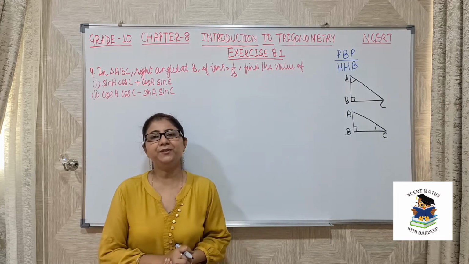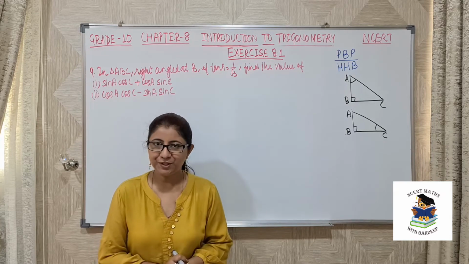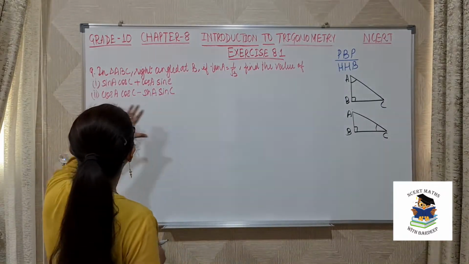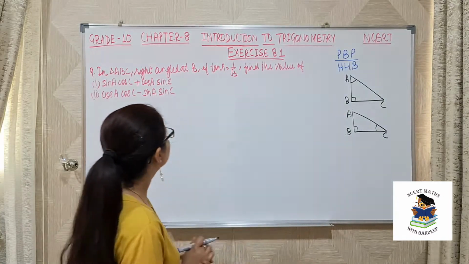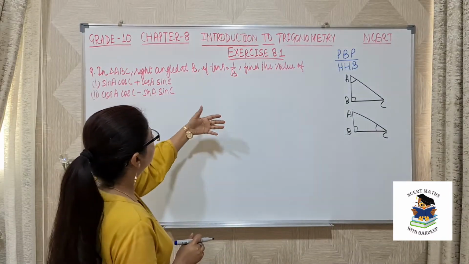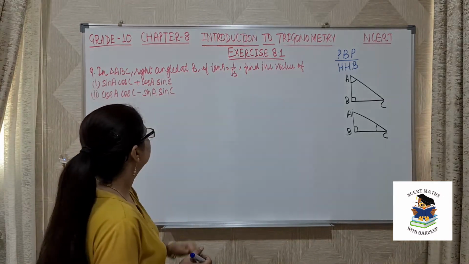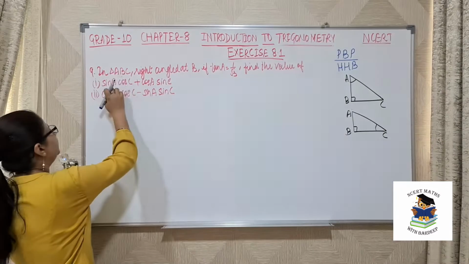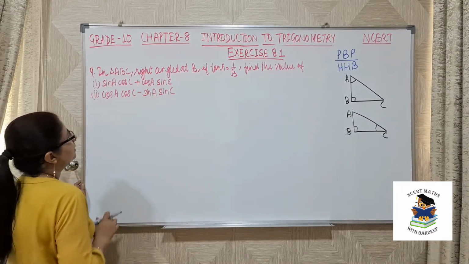Today we are continuing our exercise number 8.1 of chapter 8, that is Introduction to Trigonometry. So our ninth question is, in triangle ABC right angle at B. So I have made these triangles. If tan A is equal to 1 by root 3, find the values of these two things. Okay. So we can see here sin A is needed, cos C is needed, cos A, sin C.